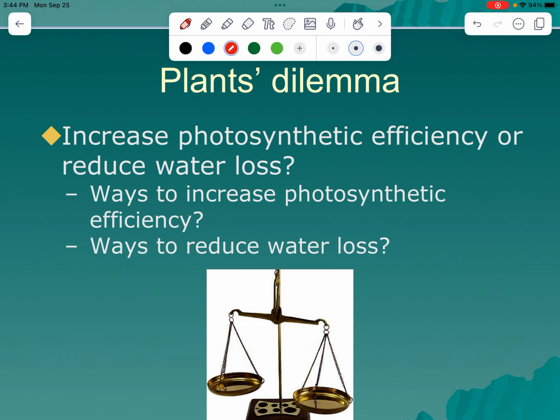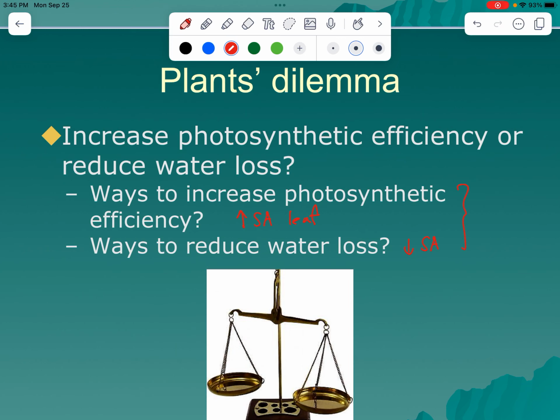Do I increase my photosynthetic efficiency to make more food for myself, or do I reduce water loss? So the ways to increase photosynthetic efficiency will be increasing the leaf surface area by having larger, broader leaves. Ways to reduce water loss will be the opposite. You need to decrease the leaf surface area. And you do that by having small or even spiny leaves.